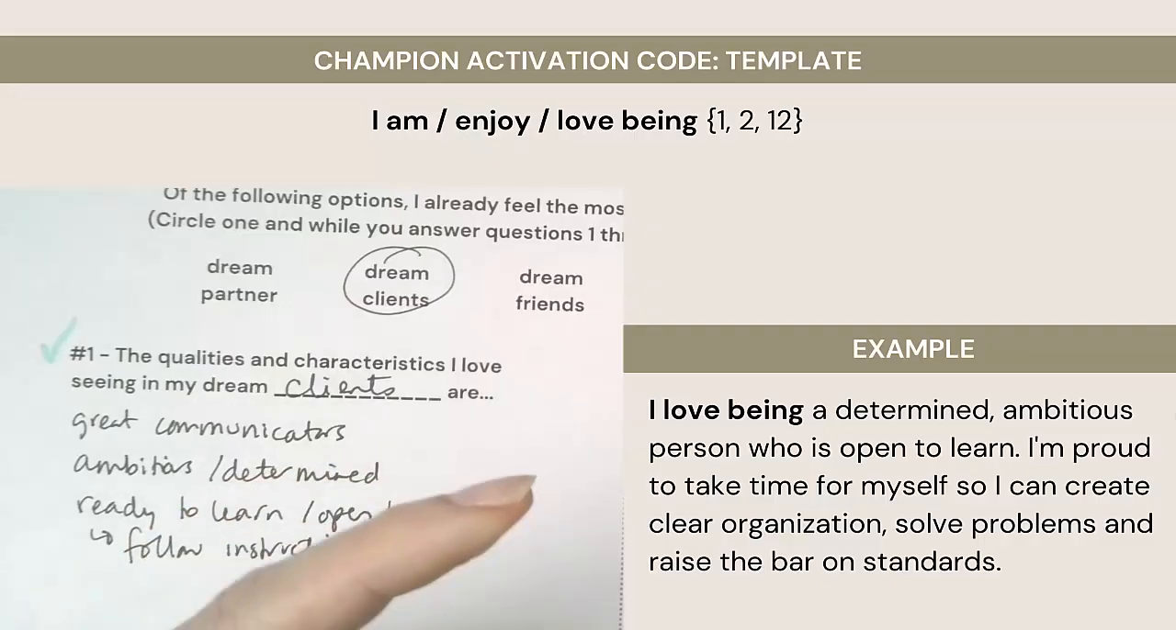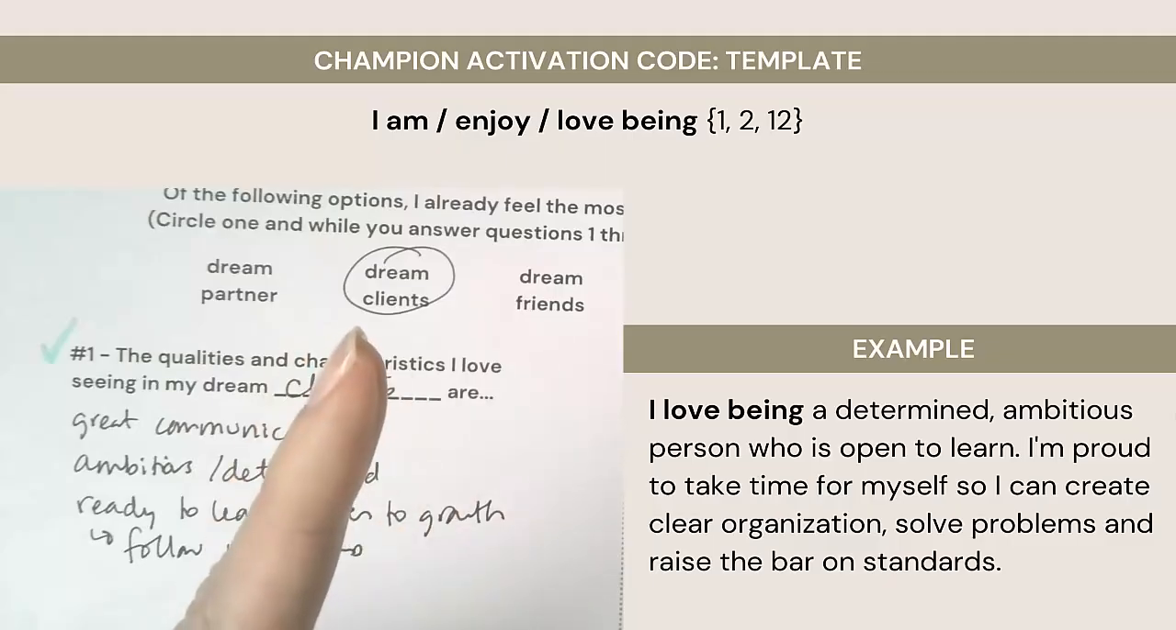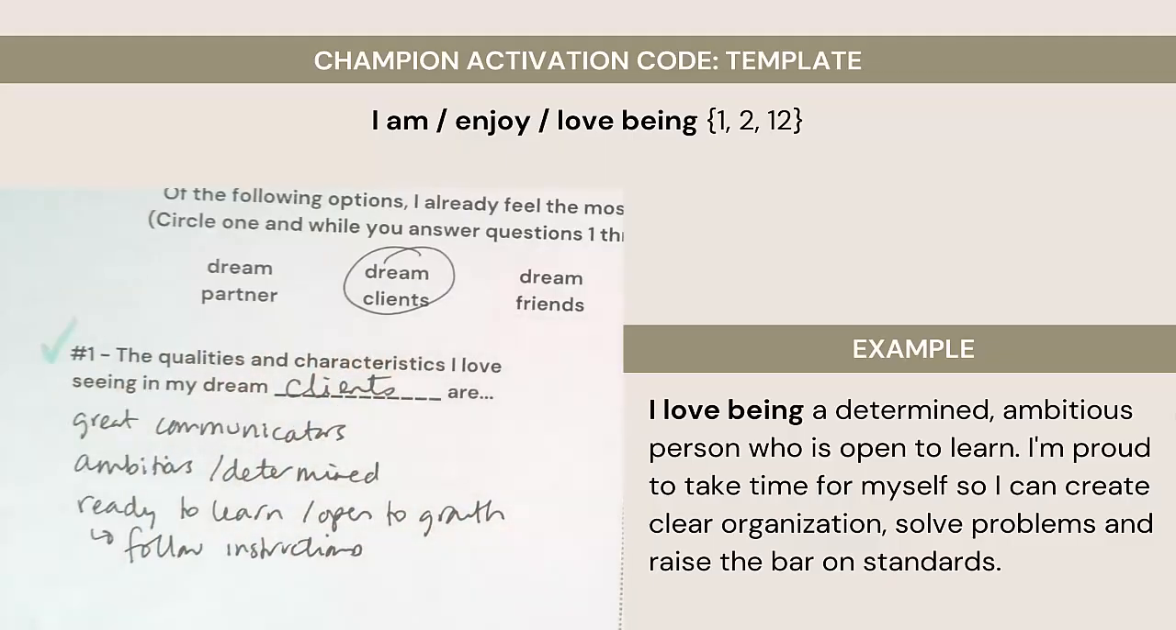So you can see that to create your first sentence, I am, I enjoy, I love being, and then those qualities and characteristics, you're gonna look back at what you wrote in number 1, what you wrote in number 2, and what you wrote in number 12, and you're gonna let your creative genius come out and just kind of pull those concepts and those keywords together into something that makes sense. Again, don't overthink it, but it is important to use those concepts and those keywords because those are the things that matter to you. So pause the video right now and take the time you need to create this kind of example with that sentence from the template using your answers.